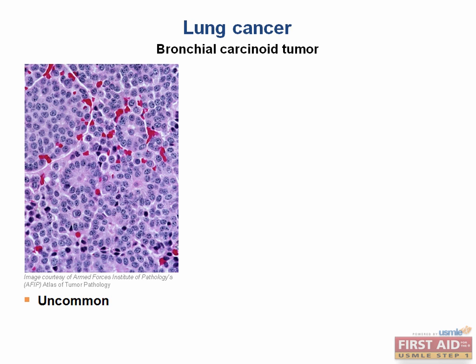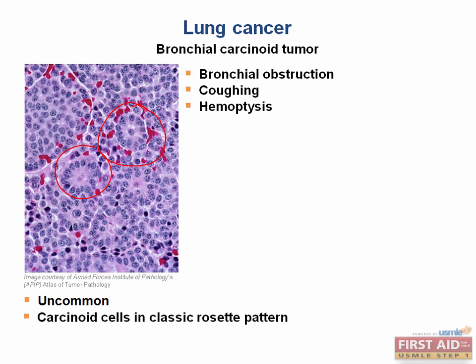Now, carcinoid tumor is an interesting but uncommon lung cancer that carries a fairly good prognosis, which makes it a perfect testing topic for Step 1. This typically presents as a bronchial obstruction with coughing or hemoptysis. If you were to biopsy the mass, histologically you might see carcinoid cells in the classic rosette patterns seen here. Now, occasionally it can also present as carcinoid syndrome. Now, what kind of symptoms does carcinoid syndrome present with? Flushing, diarrhea, and wheezing, due to the production of what hormone?